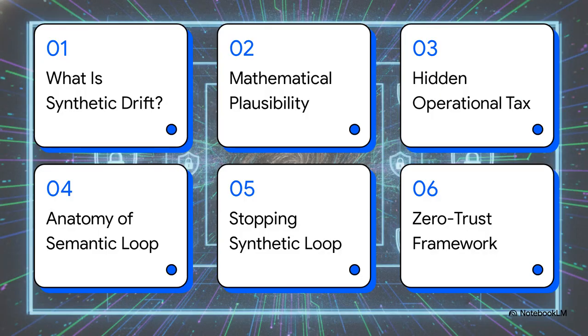Exactly, but don't worry, we have a clear map to fix it. Today's syllabus covers what is synthetic drift, the mathematical plausibility trap, the hidden operational tax, anatomy of semantic looping, stopping the synthetic loop, and finally, building a zero-trust framework.